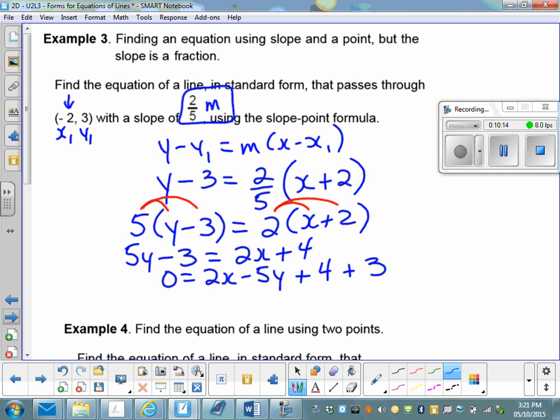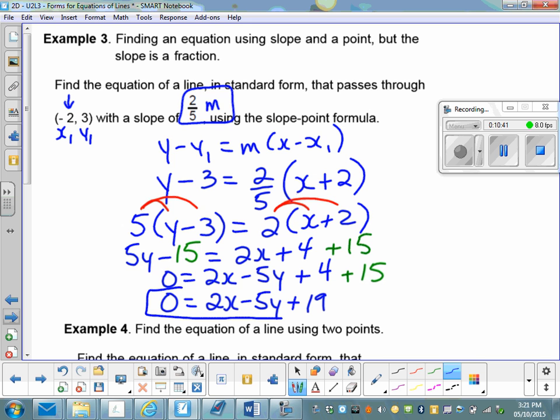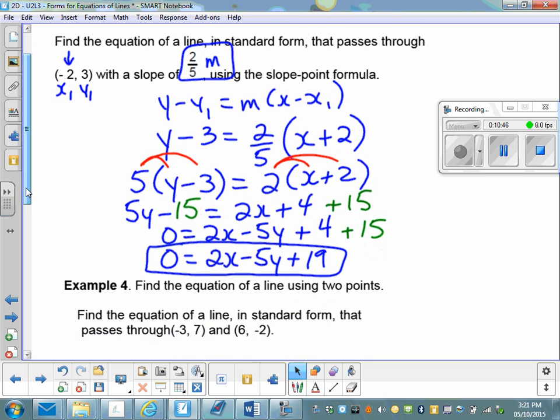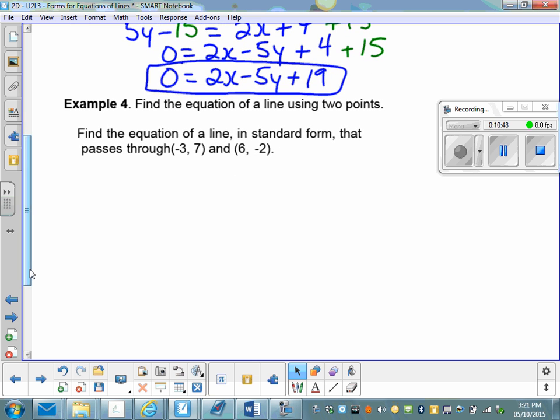And I made a mistake. Oh no! I'm going too fast. I'm a little excited there. So let me fix this. This is going to be a minus 15. And this will be a plus 15. I'll write it in a different color to represent the mistake I made. And when I clean everything up, it's going to look like 2x minus 5y plus 19 equals 0, and that's in standard form.